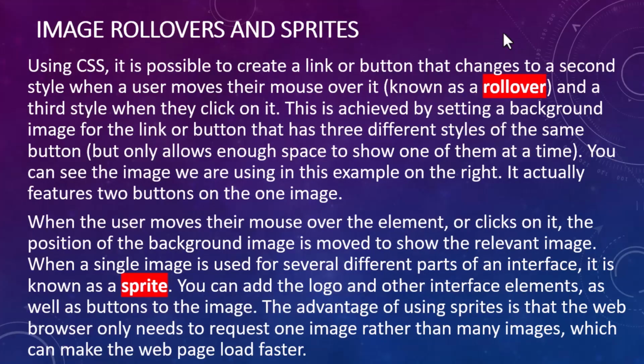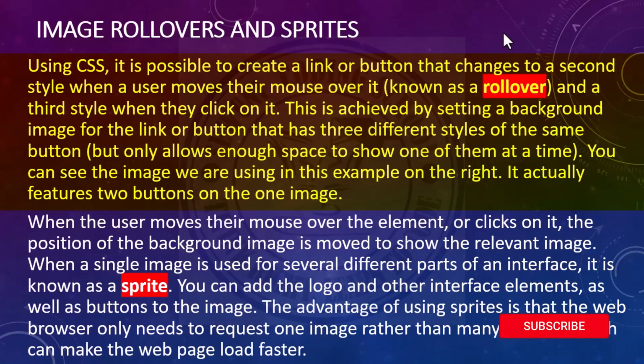With CSS, it is possible to create a link or button that changes to a second star when a user moves their mouse over it, and this is known as what? Roll over. And a third star when they click on it. This is achieved by setting a background image for the link or button that has 3 different styles of the same button, but only allows enough space to show one of them at a time.